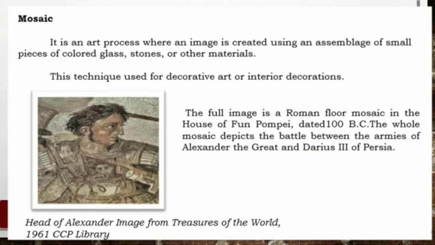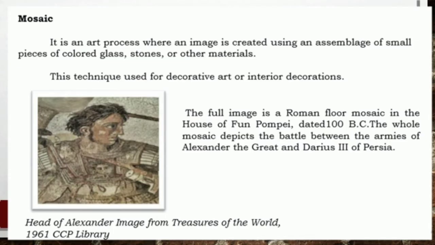Then this is their innovation: mosaic. It is an art process where an image is created using an assemblage of small pieces of colored glass, stones, or other materials. This technique is used for decorative art or interior decoration.